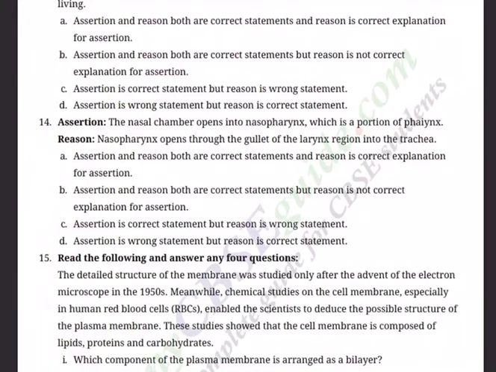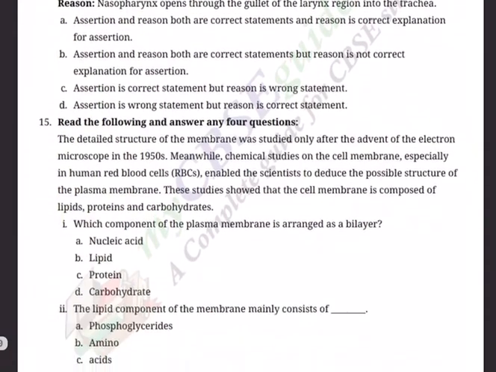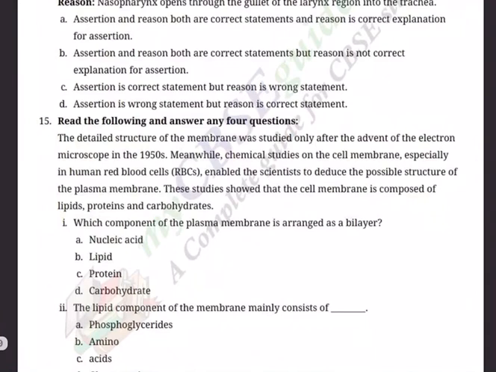Reason: nasopharynx opens through gullet of the larynx region into trachea. A: A and R both are correct, and R is the correct explanation for A. B: A and R both are correct, but R is not the correct explanation for A. C: A is correct, but R is wrong. D: A is wrong, but R is correct.